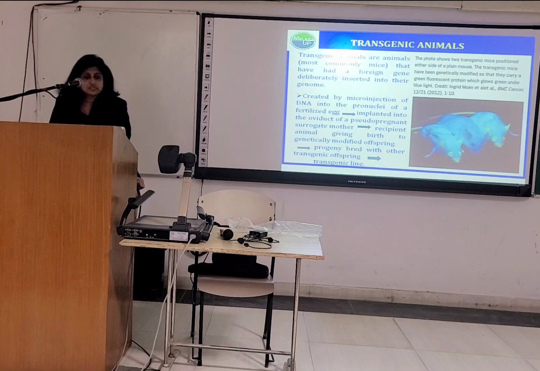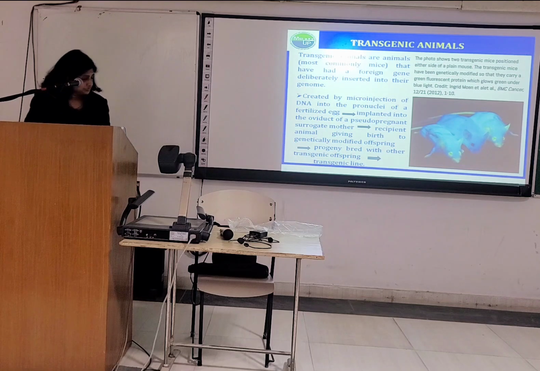The transgenic animals, we all know, are the animals, most commonly mice, that have had a foreign gene deliberately inserted into their genomes. Such animals are most commonly created by microinjection of DNA into the pronuclei of a fertilized egg, which is subsequently implanted into the oviduct of the pseudo-pregnant surrogate mother. And this results in the recipient animal giving birth to genetically modified offspring, and then the progeny is bred with other transgenic offspring to produce a transgenic line.